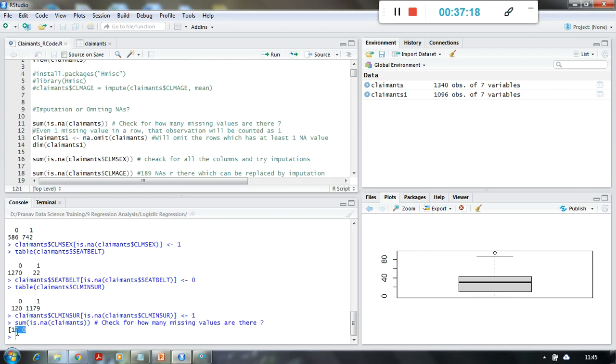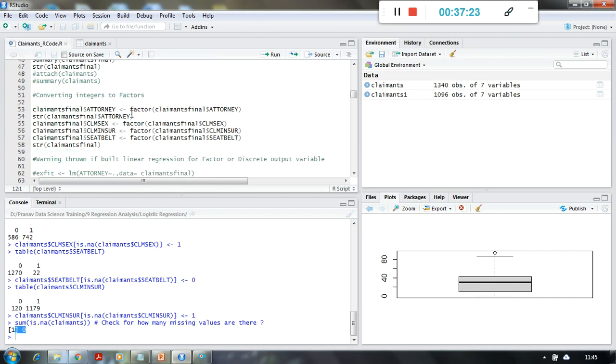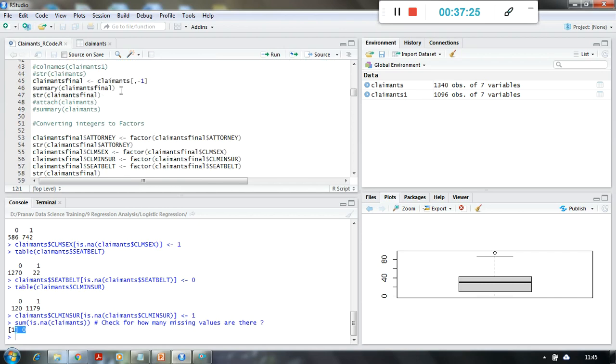Now if you check how many missing values are there in total in this particular data set, then there are 0, right? So all the missing values have been replaced. One job, one task has been done.